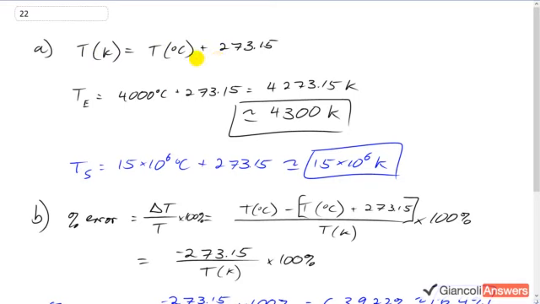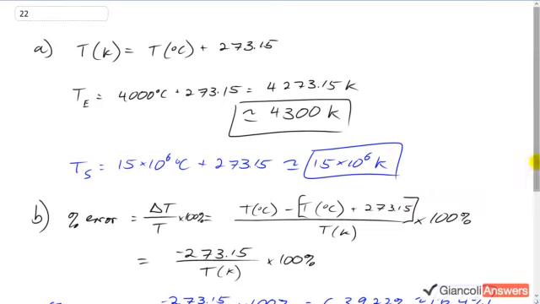Ditchko. Temperature in Kelvin is Celsius temperature plus 273.15. So the temperature in the center of the Earth is 4,000 degrees Celsius plus 273.15, which is about 4,300 Kelvin. And in the Sun, it's 15 times 10 to the 6 degrees Celsius plus 273.15, which has no real effect because this is such a big number that adding 273 to it doesn't really change the number within our precision that we have here. So we just write 15 times 10 to the 6 Kelvin.